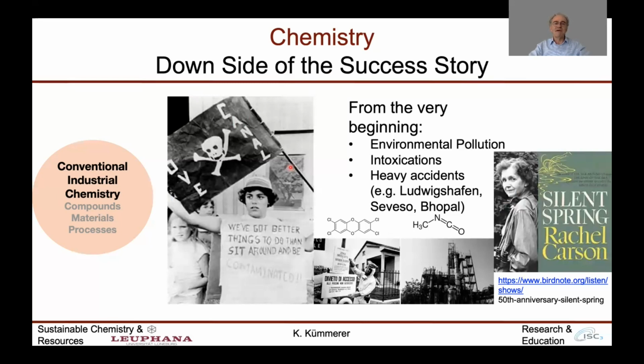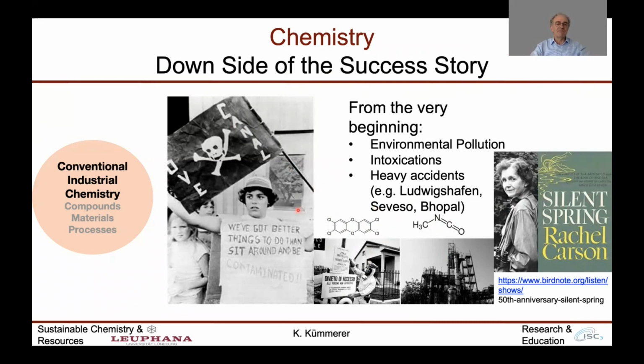And then always there have been intoxications and also heavy accidents. Think of Seveso. Here you see the Seveso dioxin, the most toxic compound ever synthesized by humans. Or here Bhopal with methyl isocyanate, also highly toxic. In both cases, several thousand people died, lots of animals died, and even nowadays people are impacted in the second or even in the third generation. Here Bhopal in India and Seveso, which is a little city close to Milan in northern Italy.